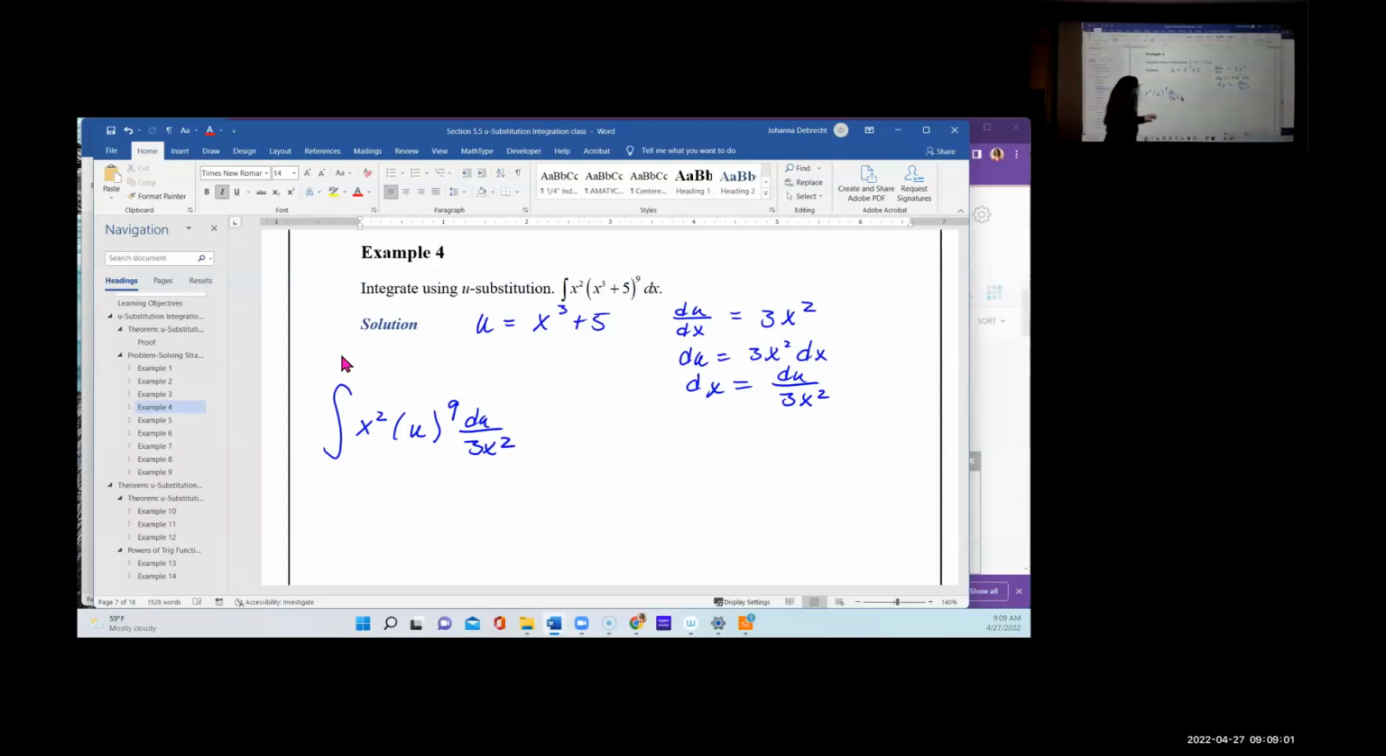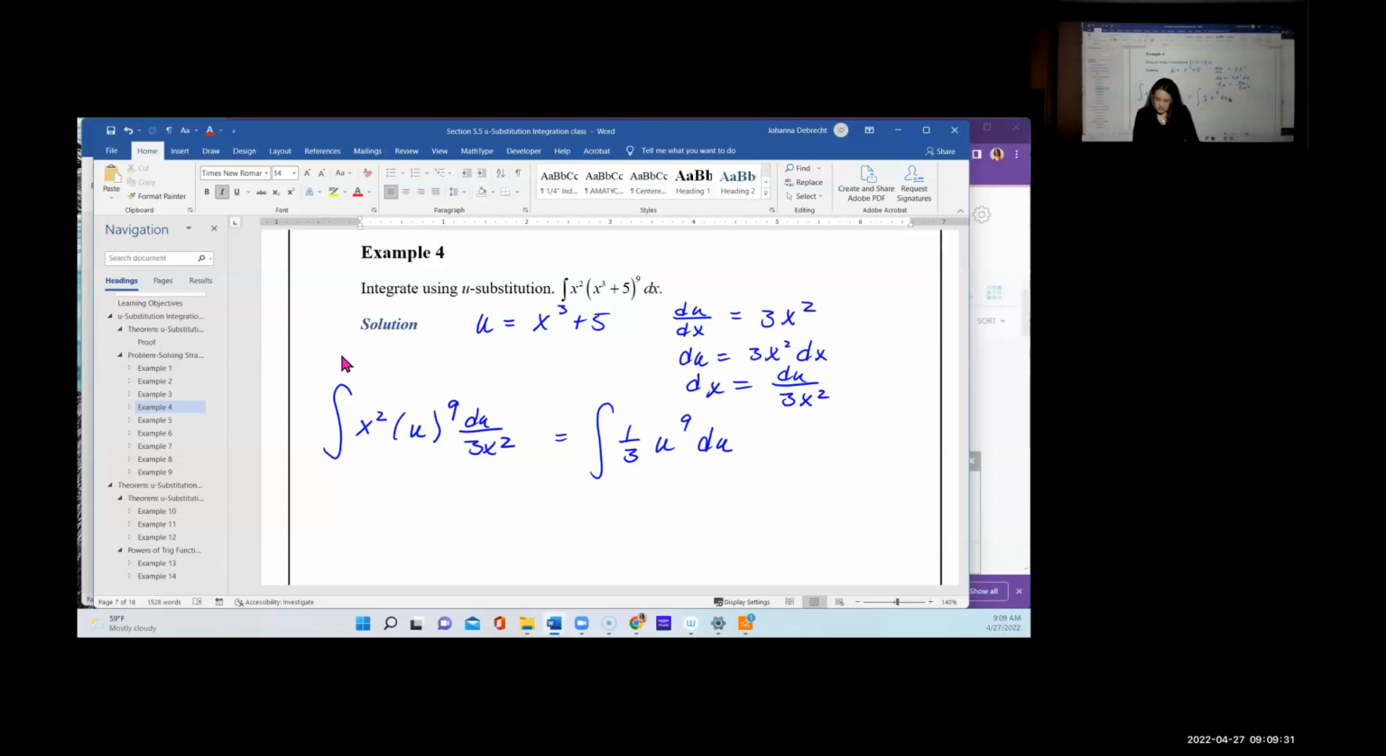Now we can take the x squared that was left in the integrand and divide out the x squared that was part of the differential dx, and that will leave us with a 1/3 constant factor. So this leaves us with 1/3 u to the 9th du. Now that can be integrated because 1/3 is a constant. It can be pulled out of the integration. Then we apply the power rule.